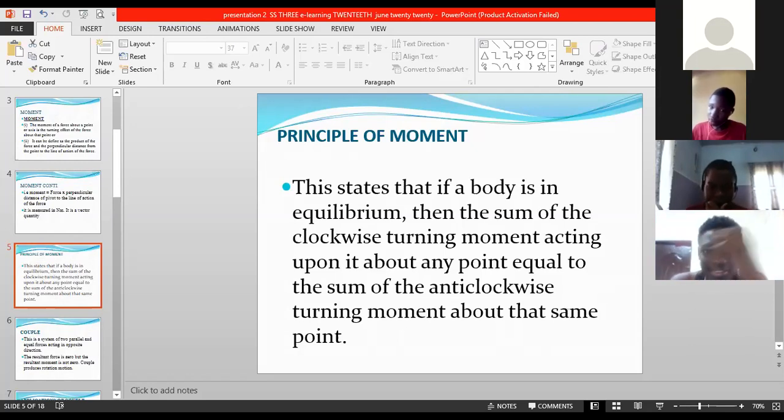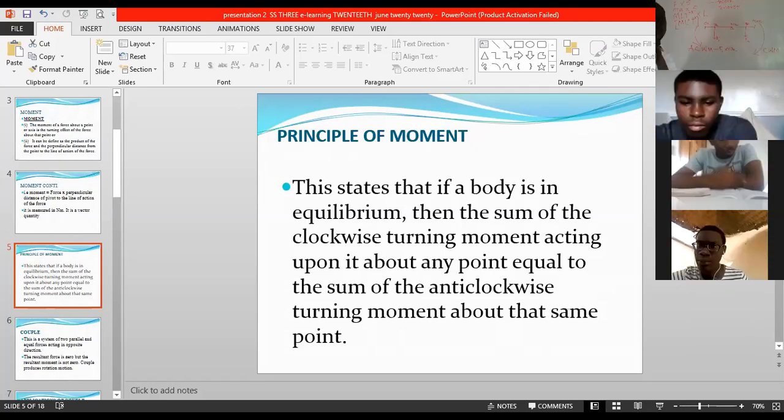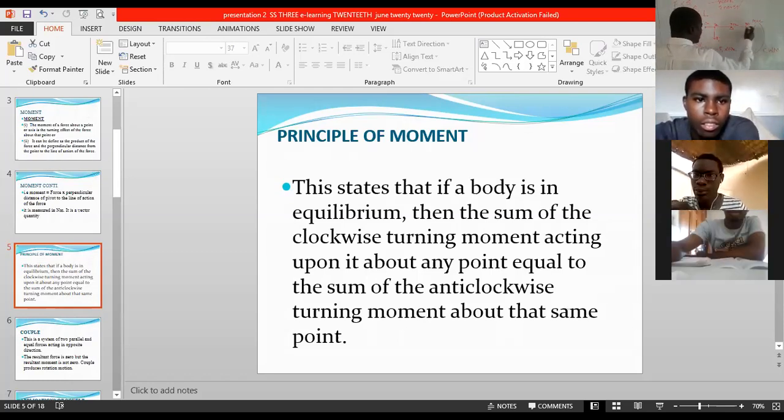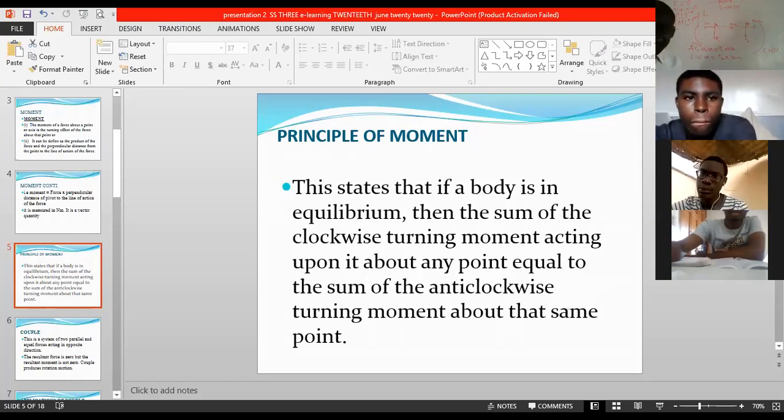What will be the distance from 80 to 50? It's subtraction now, 30. 80 minus 50 is 30. So that means my clockwise moment will be equal to F2 times what? 30 centimeters. Now recall that I said these distances should be measured in meters.